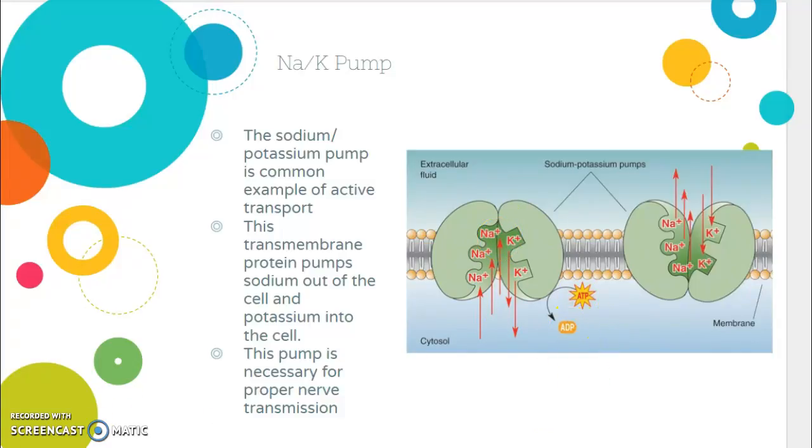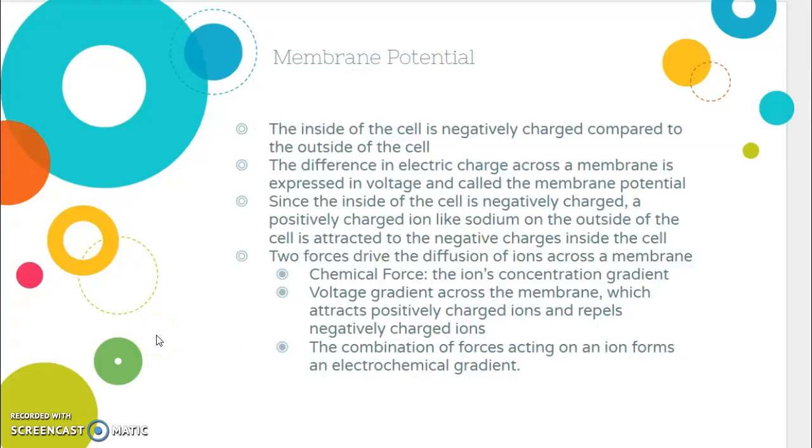And in order to get this protein to move, it needs energy, and that energy comes in the form of ATP. The inside of the cell actually carries its own charge, so it's actually negative, and that's in comparison to the outside of the cell. This difference in electric charge can be expressed in voltage, and it is called the membrane potential. Since the inside of the cell is negatively charged, a positively charged ion like sodium on the outside of the cell is attracted to the negative charges on the inside of the cell.